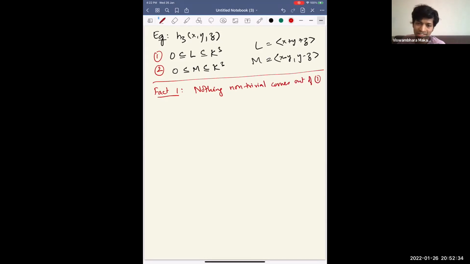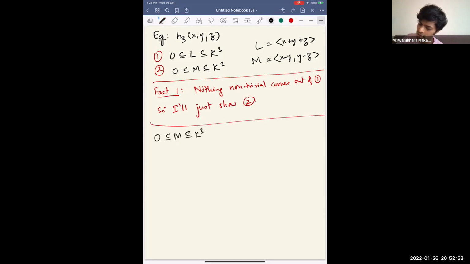But you can do this check exactly the way I do too. So I'll just show 2. Okay, so I have this parabolic, and to this I want to come up with a basis.